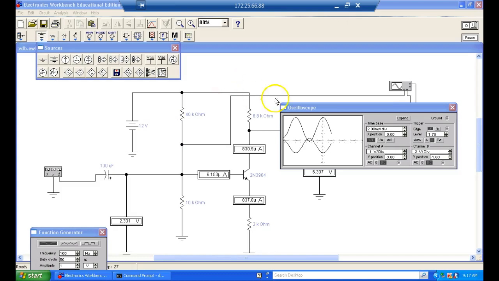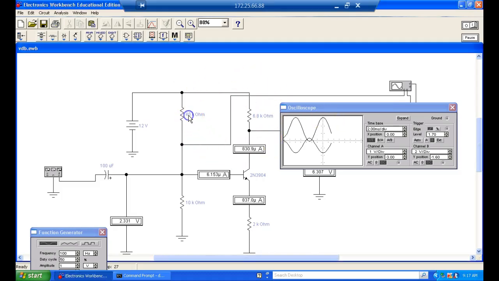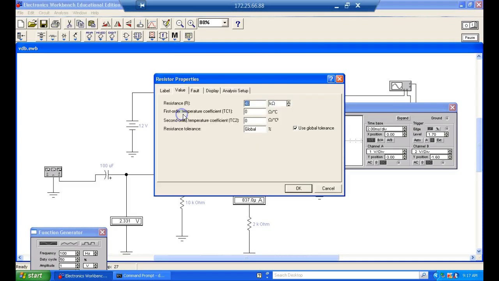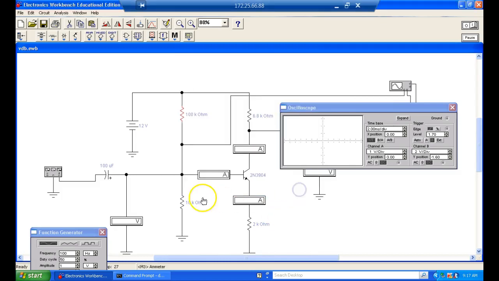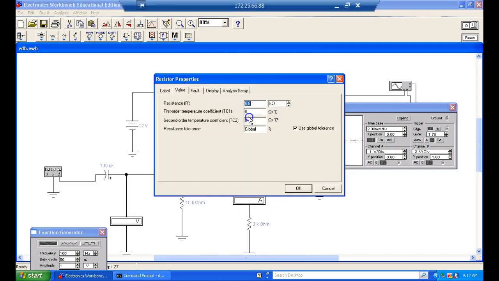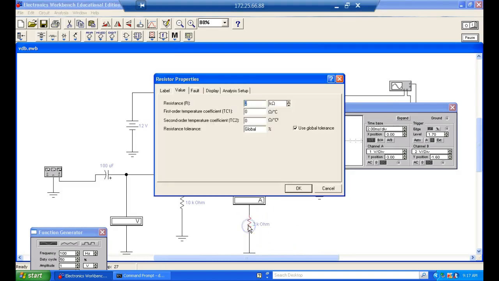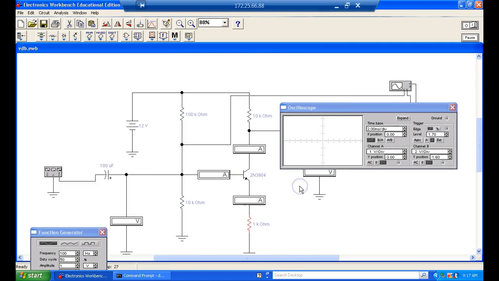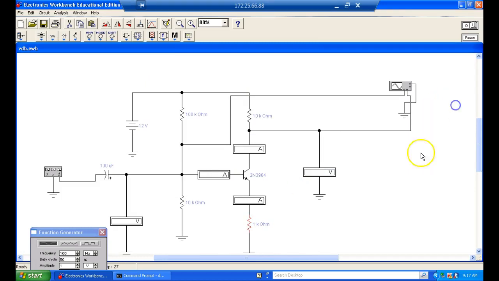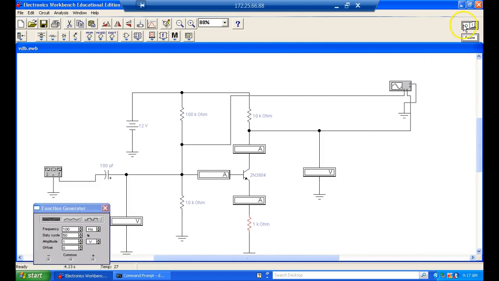So here's an amplifier already here, guys. What I'm going to do is come over here and change these values, if it lets me. So this is 100K. This is 10K. This is 10K. And this right here is 1K. And what we're going to do is turn off the scope right now, and we're going to fire this baby up.